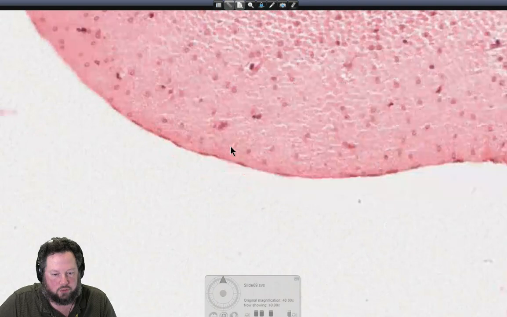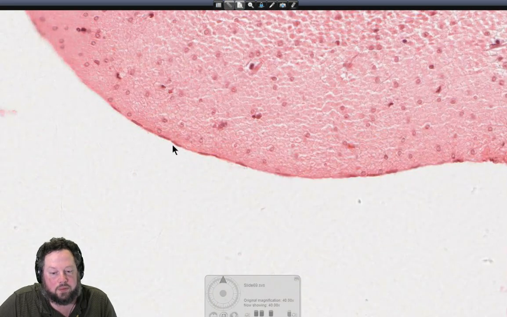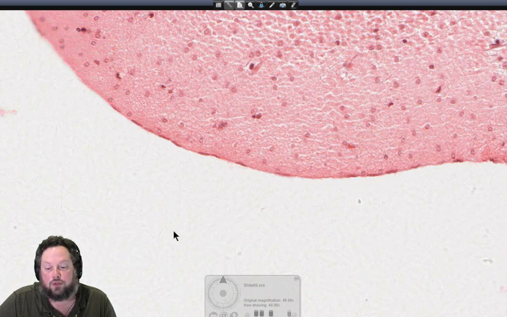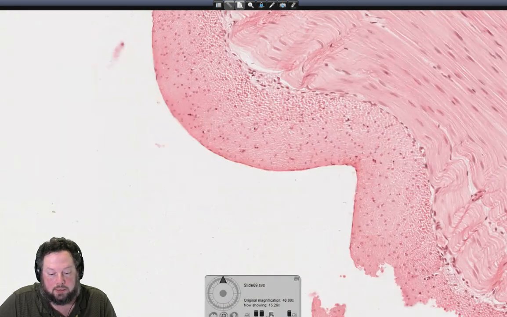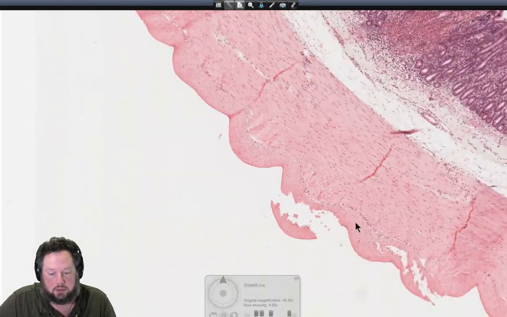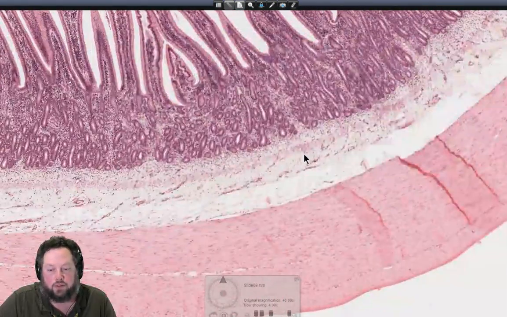So we can zoom in here. You can see the simple squamous nuclei on the surface. So there's a mesothelium here. So this part of the small intestine has a serosa. So those are the main features here.